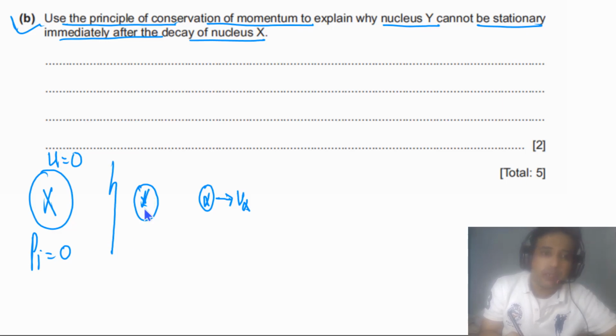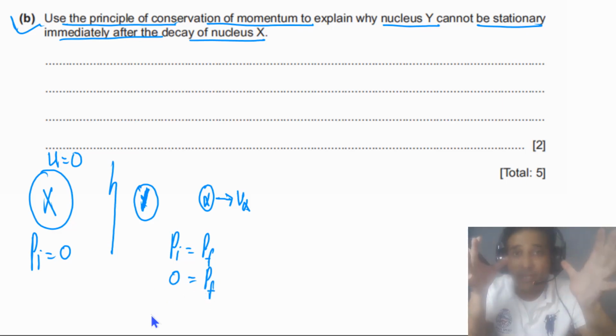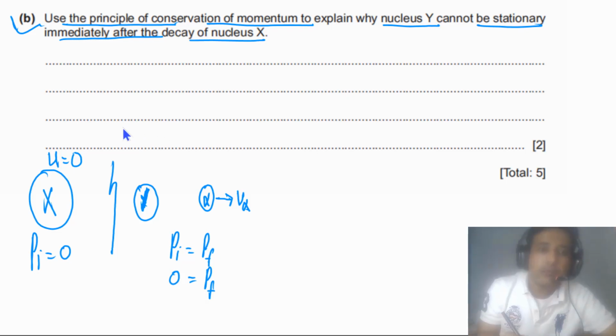Now you need to understand that for the momentum to be 0 initially, the final momentum also has to be equal to 0, using conservation of momentum. And final momentum can only be 0 if these two particles have equal and opposite momentum. Let's say this particle moves to the left. We can say its speed is Vy and its mass is my, and the mass of the alpha particle is m alpha.